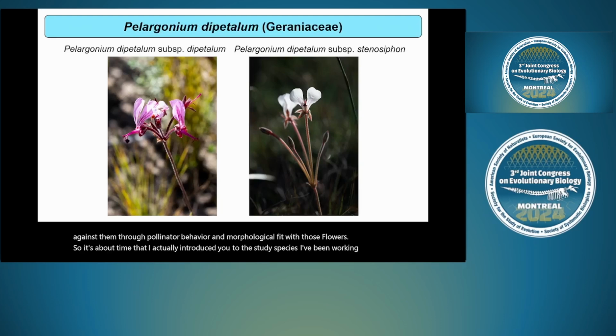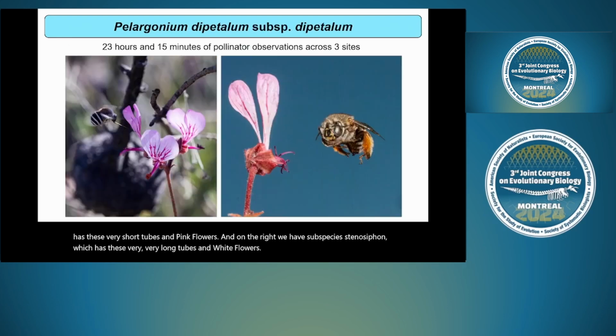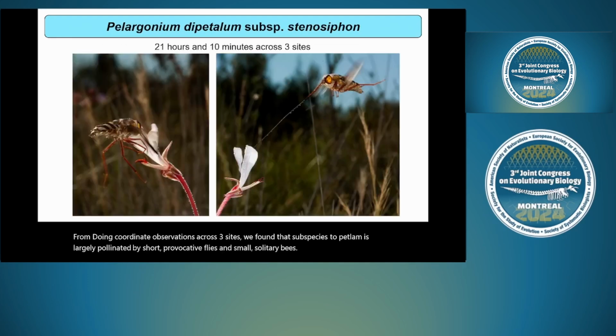So it's about time that I actually introduced you to the study species I've been working on. These are the two subspecies of Pelargonium dipetalum. On the left, we have subspecies dipetalum, which has these very short tubes and pink flowers, and on the right, we have subspecies stenosyphon, which has these very, very long tubes and white flowers. From doing pollinator observations across 3 sites, we found that subspecies dipetalum is largely pollinated by short proboscis flies and small solitary bees. For the other subspecies, we found that they are exclusively pollinated by a singular species of long proboscis fly.